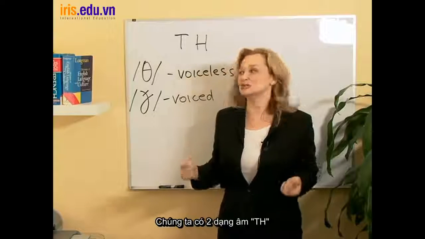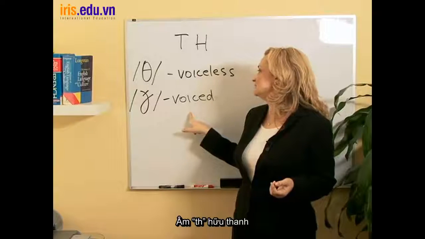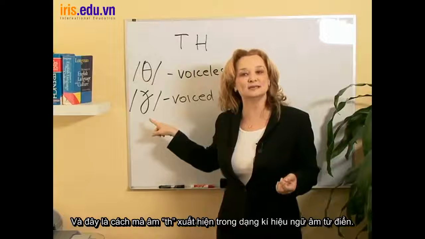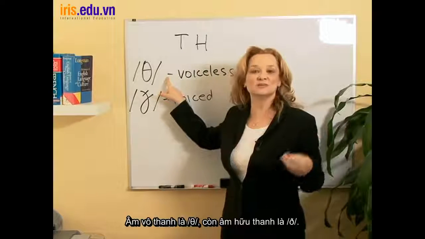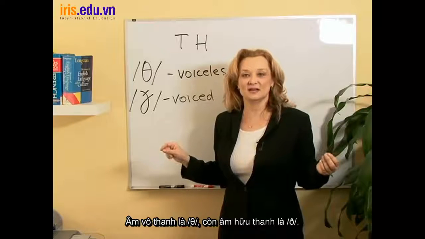We have two THs. We have a voiceless TH and a voiced TH. And this is what they look like in the dictionary. These are the phonetic symbols. So the voiceless one is th. The voiced one is the.